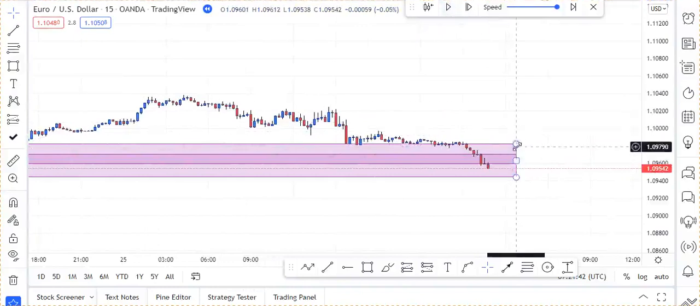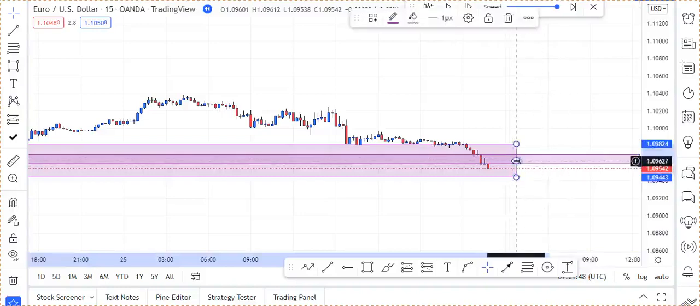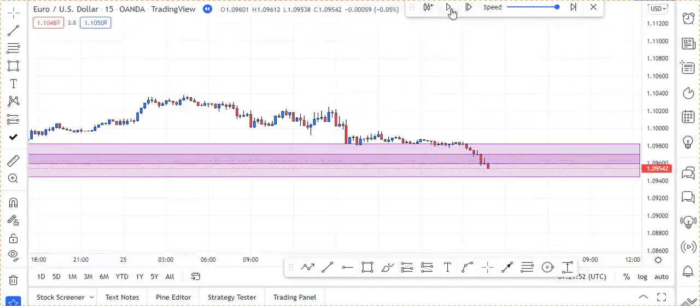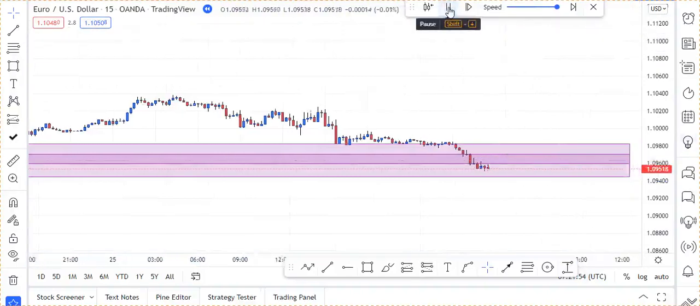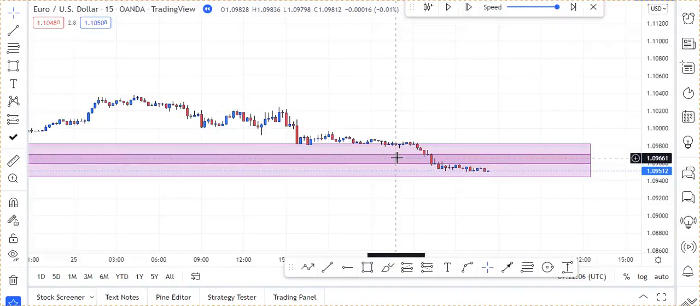Can you see that? Let me stretch this out. I want you to capture every moment of it so that you know how we enter the market. So let's continue to play. Can you see that price has taken that liquidity and has broken below this M15 OB? Immediately you see the equal lows.